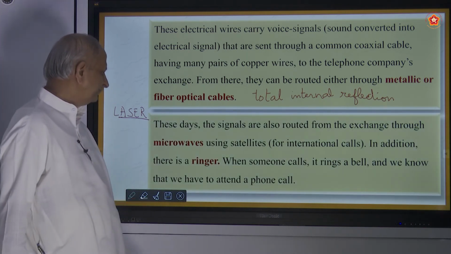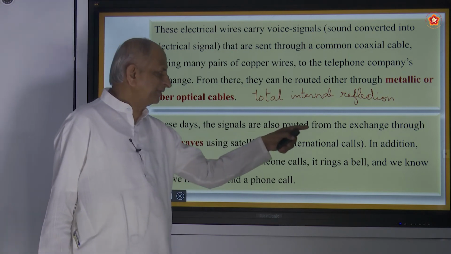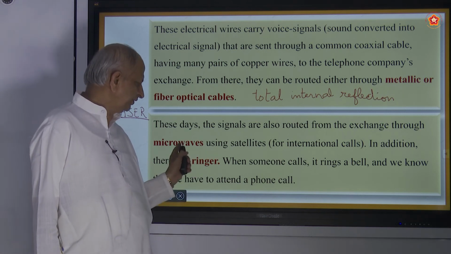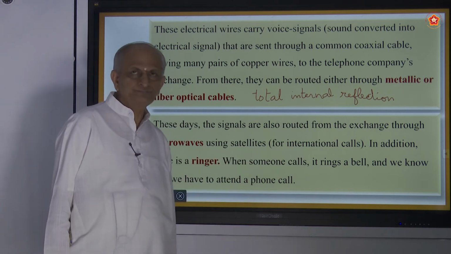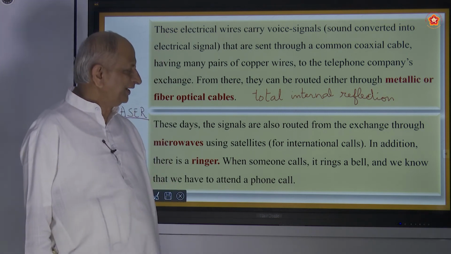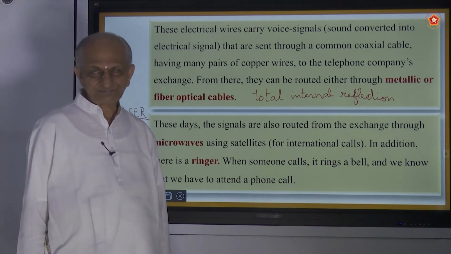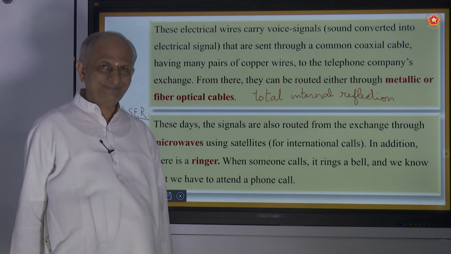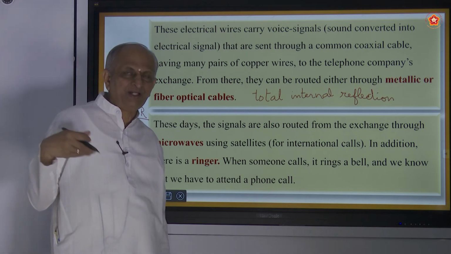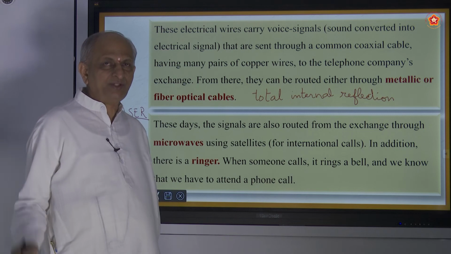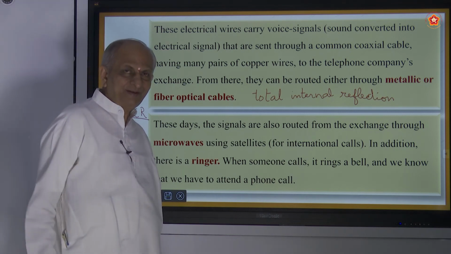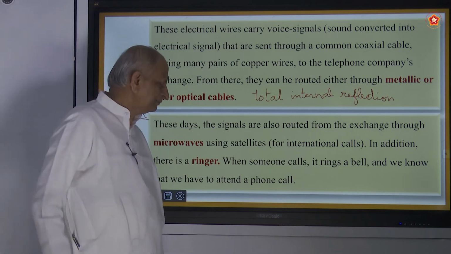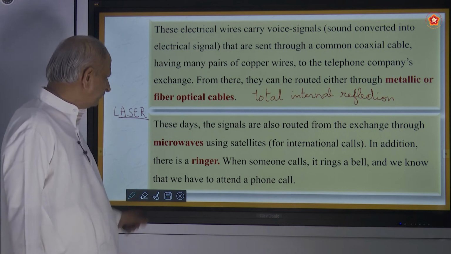And these days these signals are also routed from the exchange through microwaves. Another way of doing this is microwaves using satellites, especially for international calls. In the olden days they used to send signals through cables under the sea, and it took a lot of time for connection, but now in a fraction of a second it goes to any nation of the world, right? And that happens because of the microwaves.